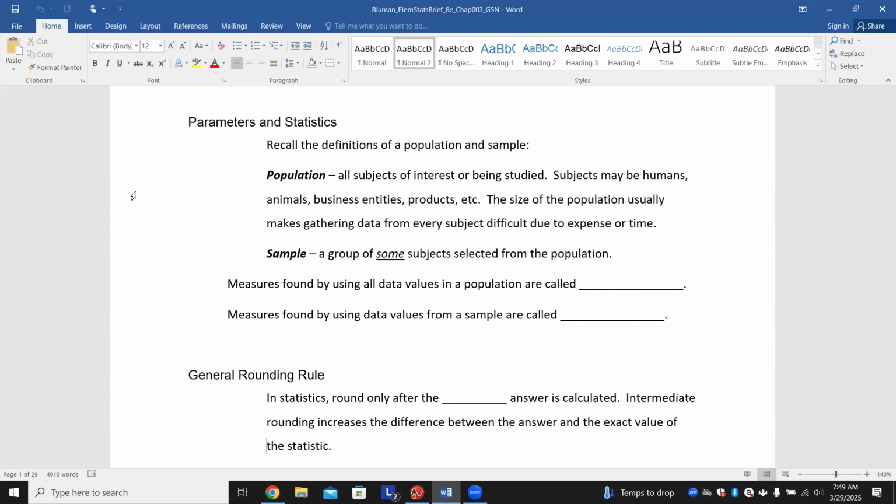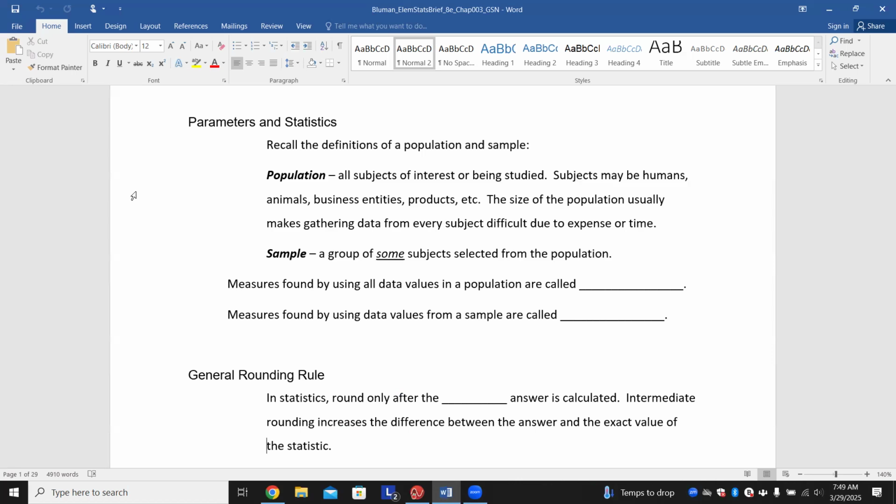So if there's 1,000 people in the population, we can grab 100 to 200 to be our sample, and that could be a little bit more feasible, and we hope to get an accurate result of the population from that sample, right?